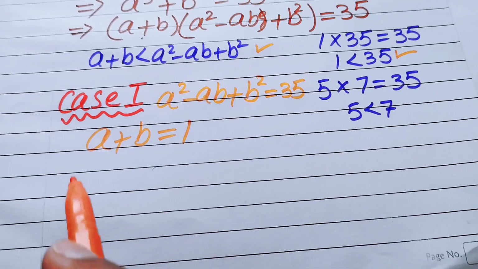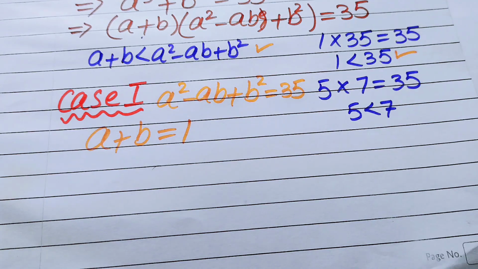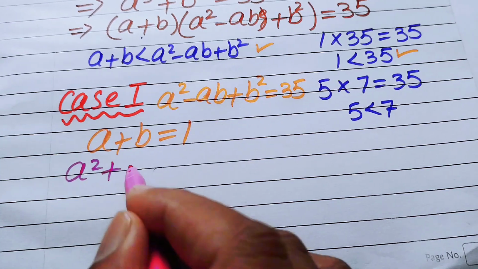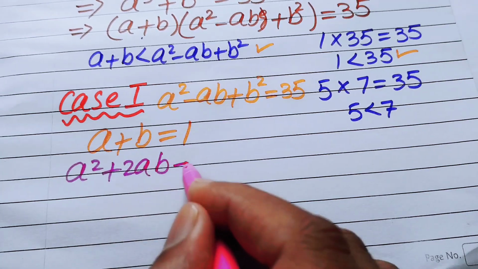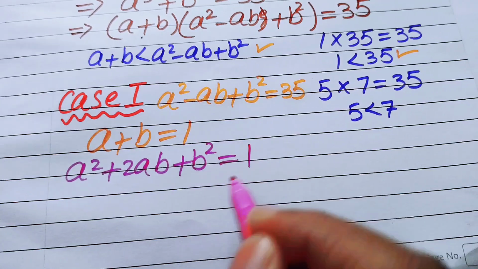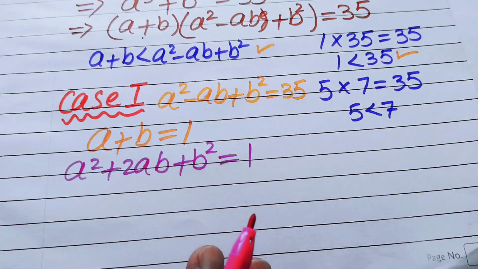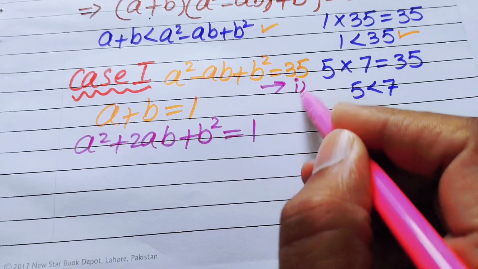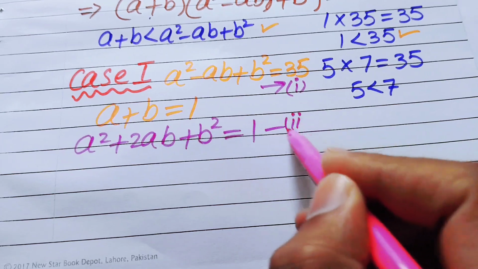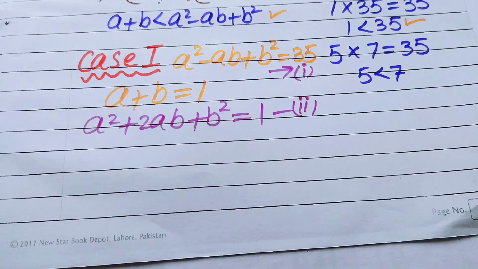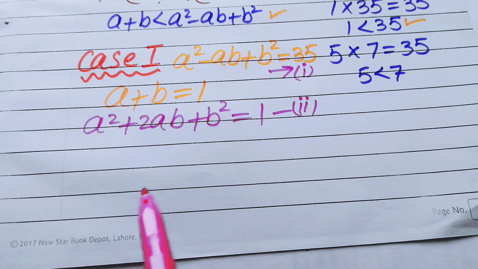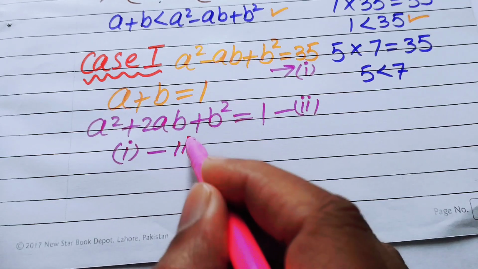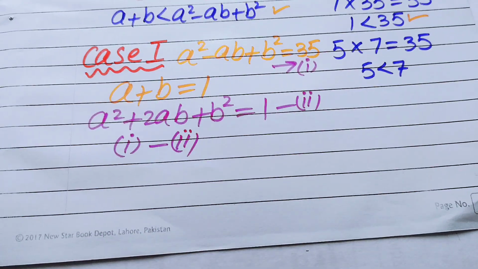Now I can take the square of a plus b. When you take the square of this term, you get a squared plus 2ab plus b squared equals 1. I can name the earlier one as equation number 1 and this as equation number 2. Now we subtract equation number 1 and equation number 2.